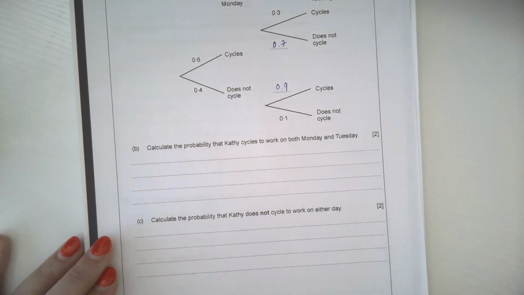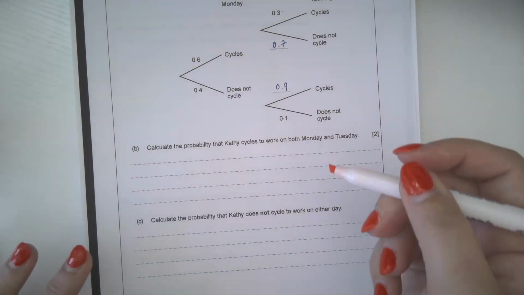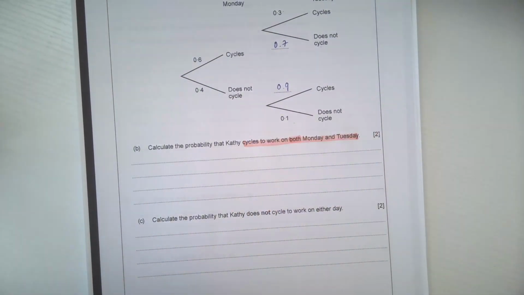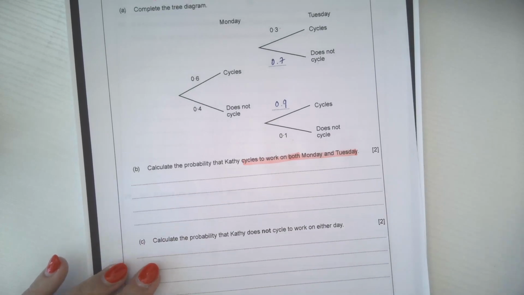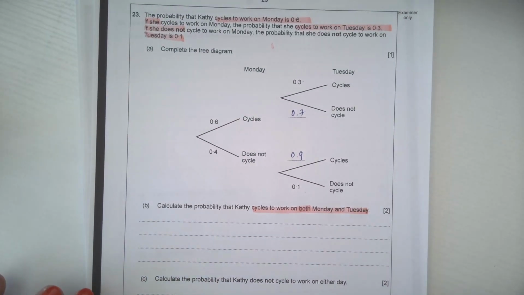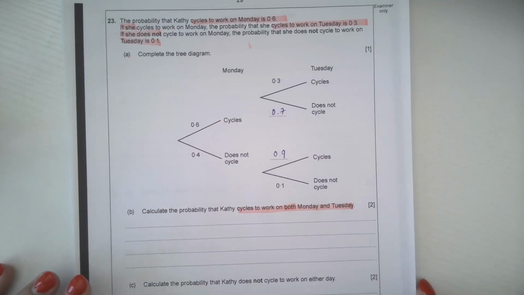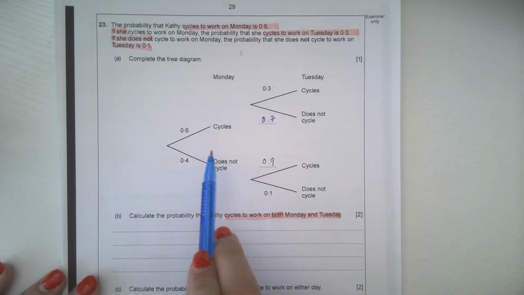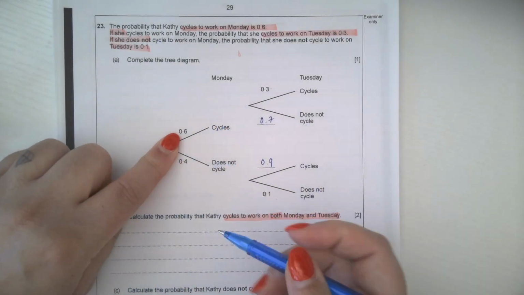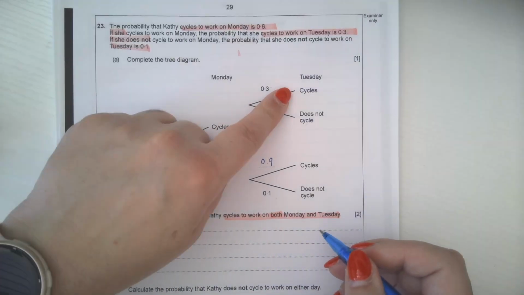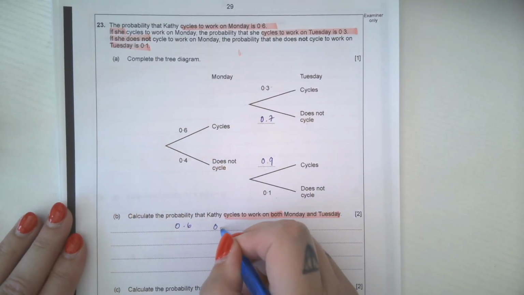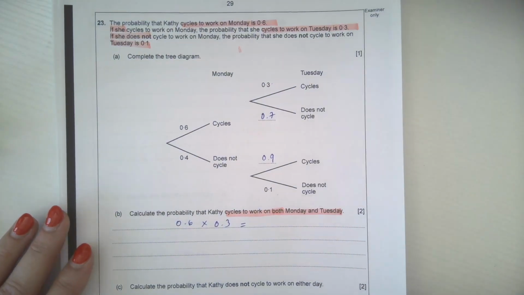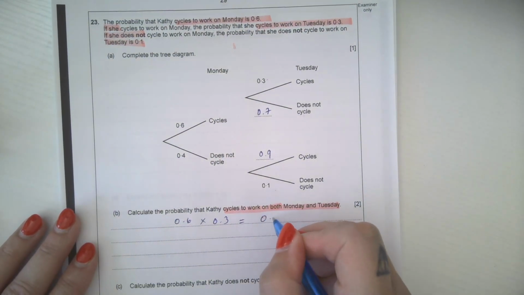Part B, calculate the probability that Kathy cycles to work on both Monday and Tuesday. Okay, so when we're working with probabilities from a tree diagram and we're following a journey across a tree diagram, we're going to multiply, guys. So cycles to work Monday and Tuesday. So cycles on Monday is 0.6, cycles on Tuesday is 0.3, and we have to multiply those together. 0.6 multiplied by 0.3 is 0.18.